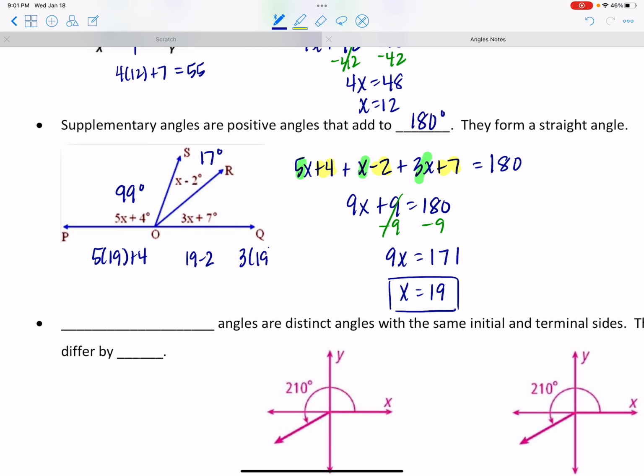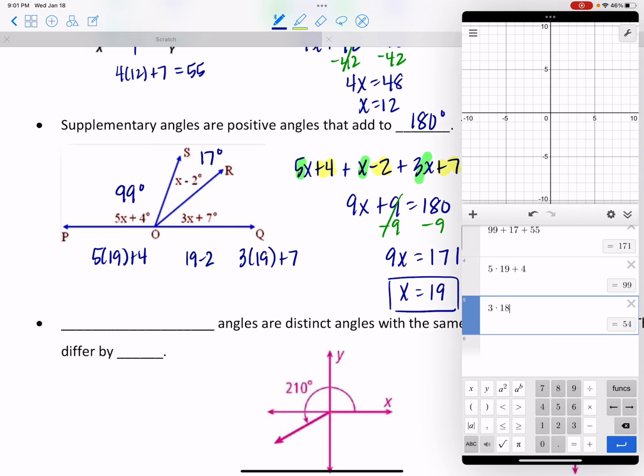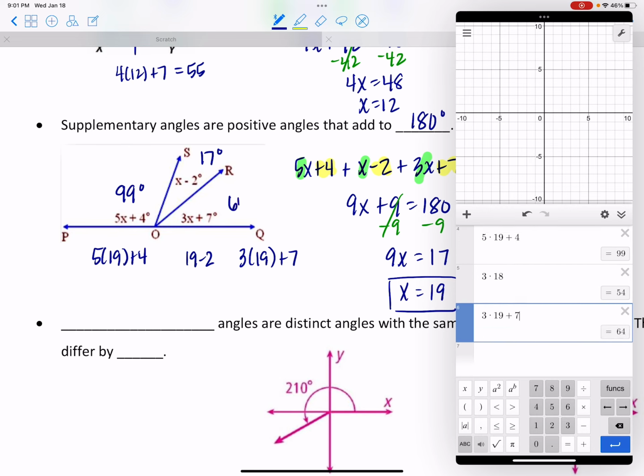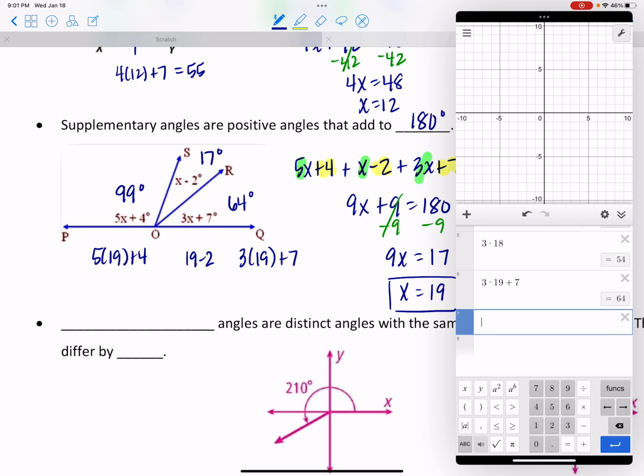But 3 times 19, and then it should be a plus 7. 3 times 19 plus 7. So that should be a 64-degree angle. This is why we check our work.